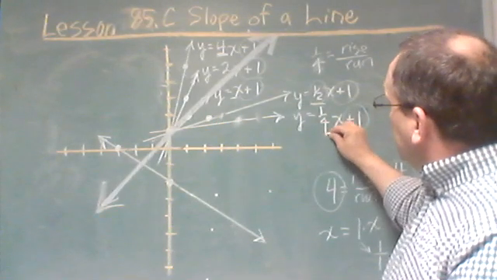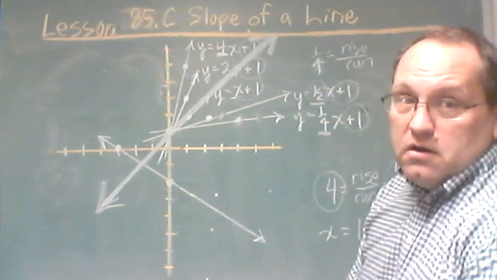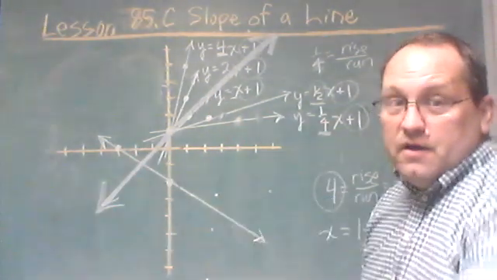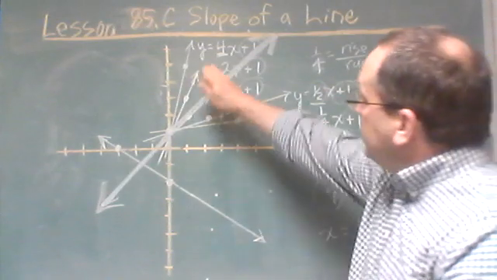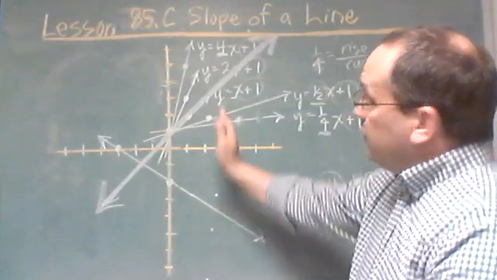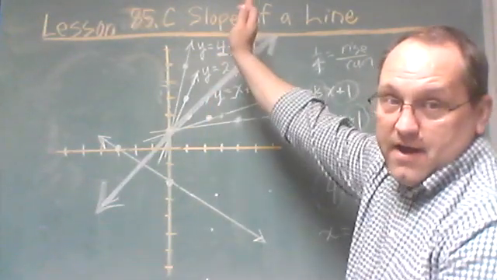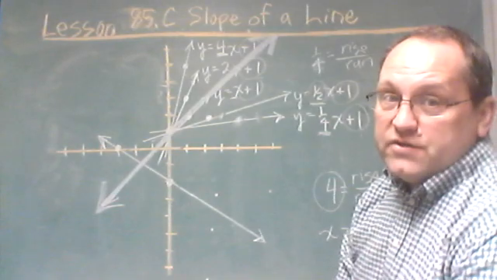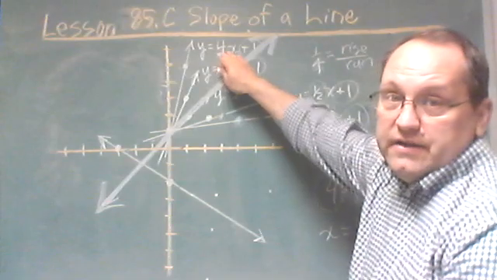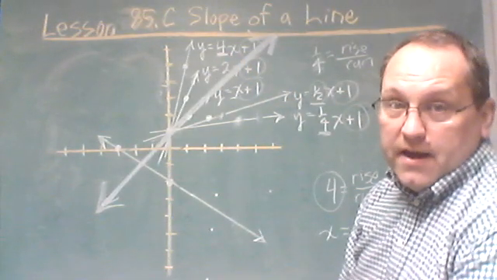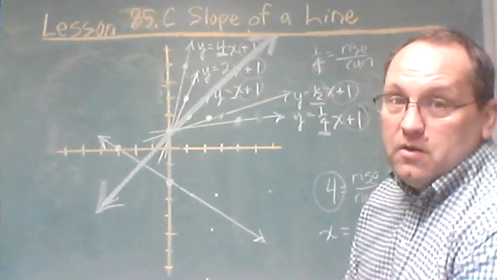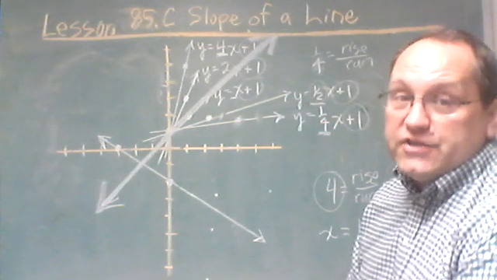And in fact, as our slope gets smaller and smaller and smaller, it gets closer and closer and closer to a horizontal line. As our slope gets bigger and bigger and bigger, it gets closer and closer to a vertical line. Okay, so that's the big thing I want you to take away from this lesson. Large numbers, large integers in the slope will be a really steep line. Okay, fractions in the slope will mean a gentle slope, a shallow line.